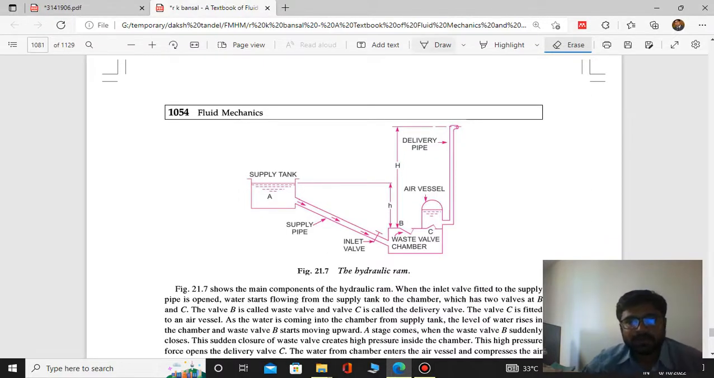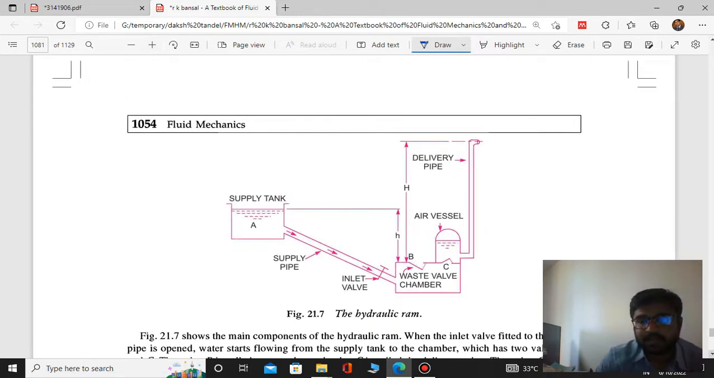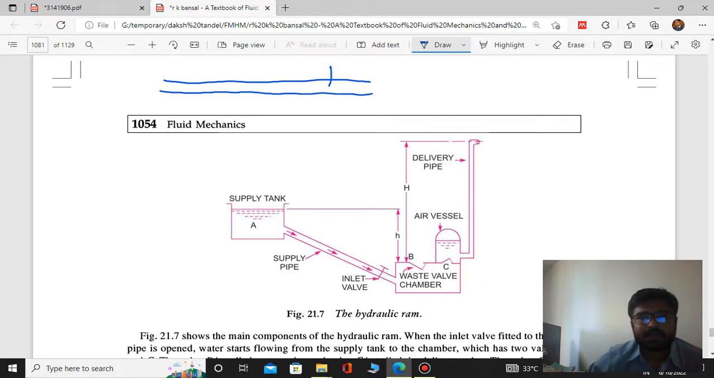So now let us try to understand hydraulic ram. Before that we should know what is water hammer. So let us try to understand water hammer. Suppose here we have a pipeline, and here we have one valve. Now from the pipeline water is flowing. So what will happen if you suddenly close this valve?